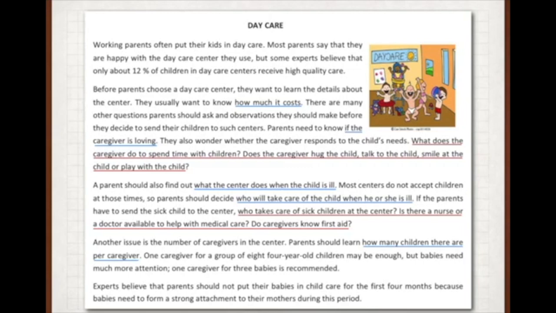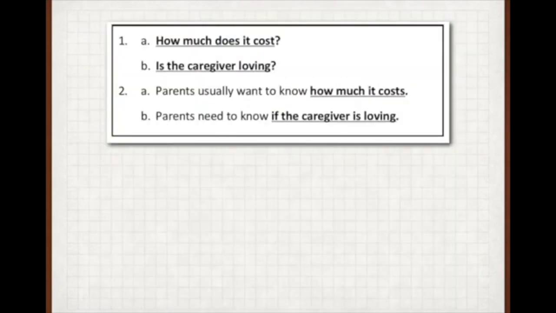Now, all of these are noun clauses. All of these questions are noun clauses. Now let's look. How much does it cost? Is the caregiver loving? Now obviously these are questions. Now let's look at the next one. Parents usually want to know how much it costs. Parents need to know if the caregiver is loving. Now the meaning is very similar, but the form is very different.